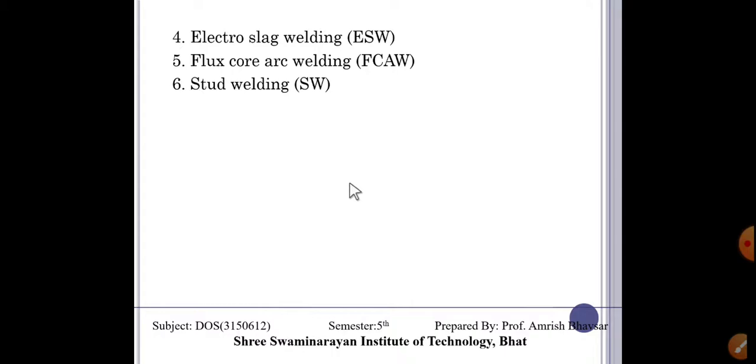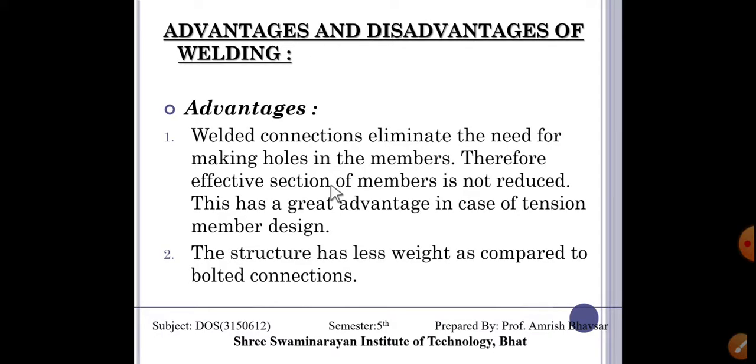We know about welding. For that we have to discuss how the metals are melted by the electrode, which you have seen in many places. Now, what are the advantages and disadvantages of welded connection? For that, first we start with the advantages.